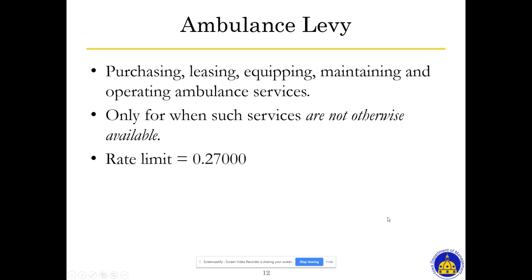Ambulance levy may be an option for your hospital depending on your circumstances. The ambulance levy is for purchasing, leasing, equipping, maintaining, and operating ambulance services. This is only for when such services are not otherwise available. So that's really the key here. If you, as a county hospital, are considering this levy and you've not levied for it in the past, you would want to consult legal counsel whether or not the circumstances in your county meet the requirement that such ambulance services are not otherwise available as spelled out in statute. And the rate limit for ambulance levy is 27 cents per thousand.